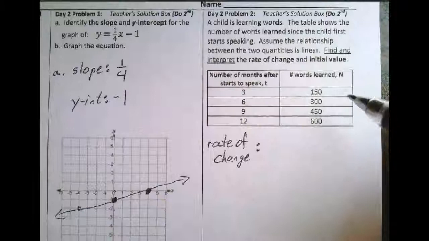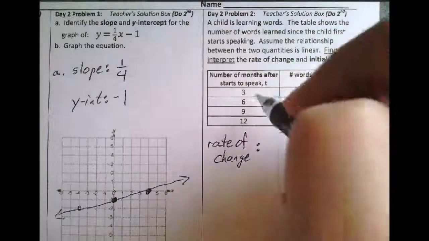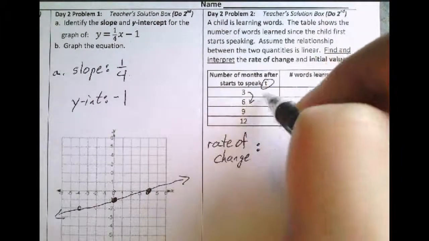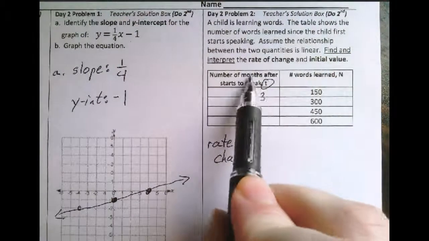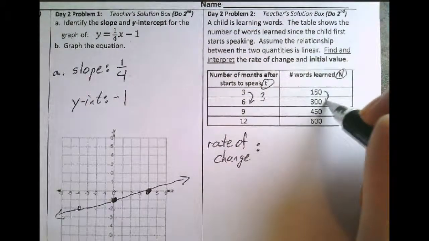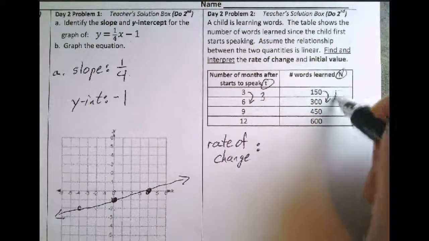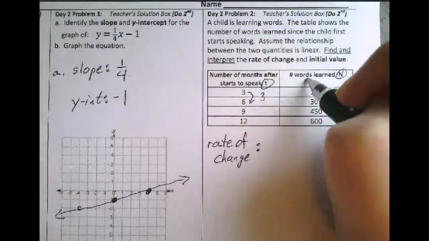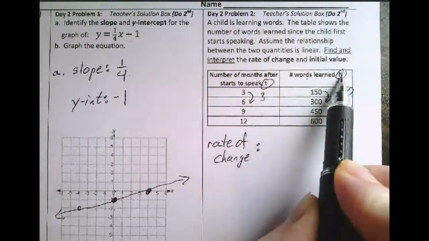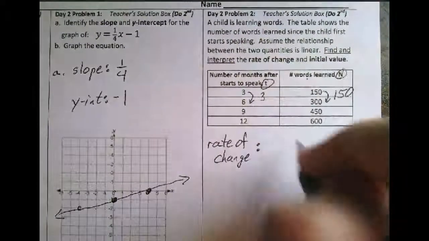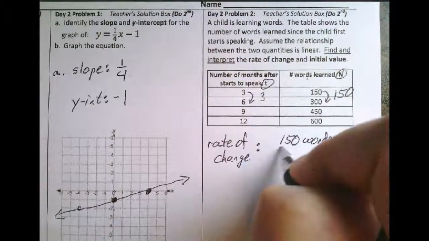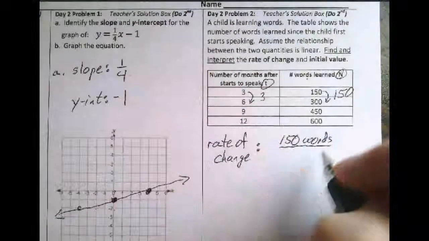To find this, we just figure out what's the difference between rows of the table. So the t variable is changing from 3 to 6, so it has increased by 3 months, while the n variable increases from 150 to 300. It has increased by 150 words. Let's write those two changes as a rate. This variable on top, this variable on the bottom. So 150 words in 3 months.